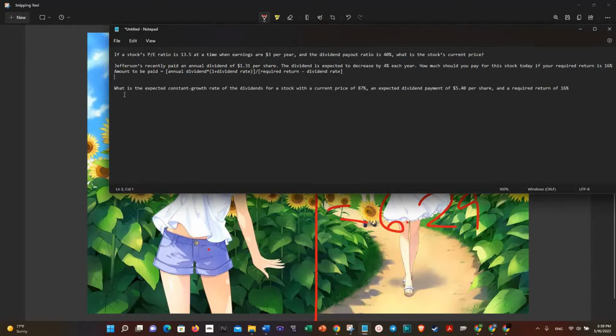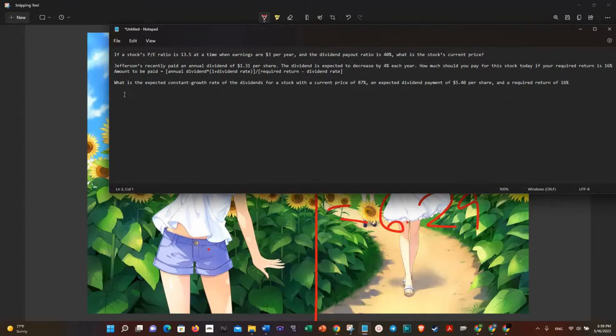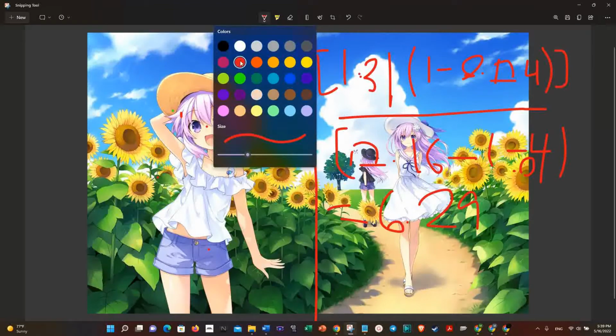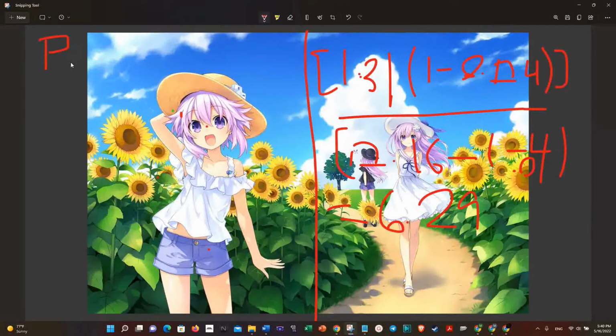What is the expected constant growth rate of the dividends for a stock with a current price of $87 and an expected dividend payment of $5.40 per share and a required return of 16%? For this, you're going to need this formula right here. P of 0 is equal to D of 0 divided by r minus the growth.